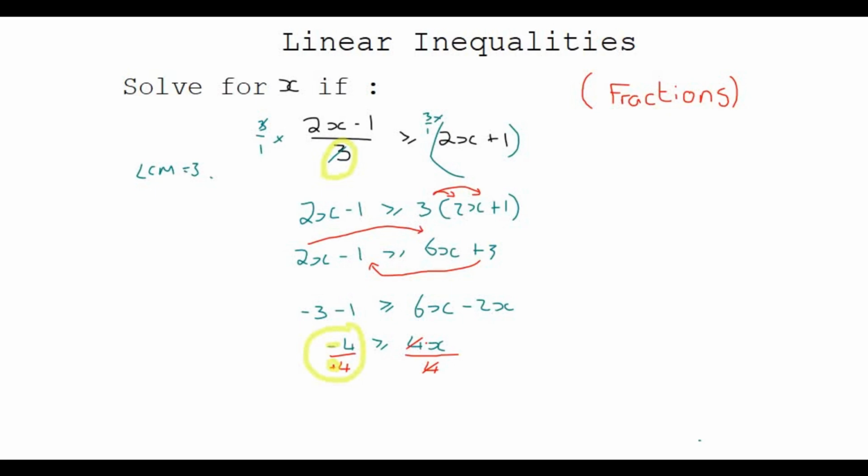So, because we are taking a negative divided by a positive, the answer would be minus 1, sign not changing. So greater than or equals to x. And remember, we want to say our x first, so we would say x is less than or equals to minus 1.